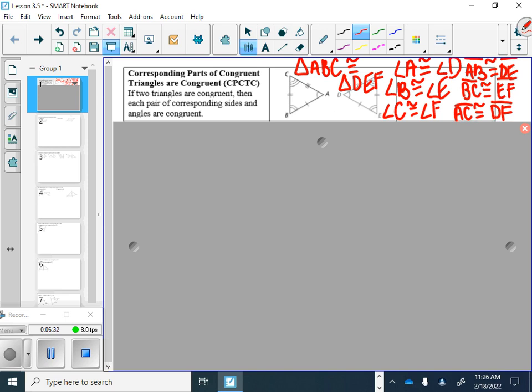And sometimes you may be given a problem where your triangles are blank, and all you're given is this statement right here, triangle ABC is congruent to triangle DEF, and you still need to figure out the pieces. But I can do that, okay? Notice that the letter A is in the first position, and D is the first letter. So A and D are going to be congruent. B is the second letter, E is the second letter, B and E are congruent.